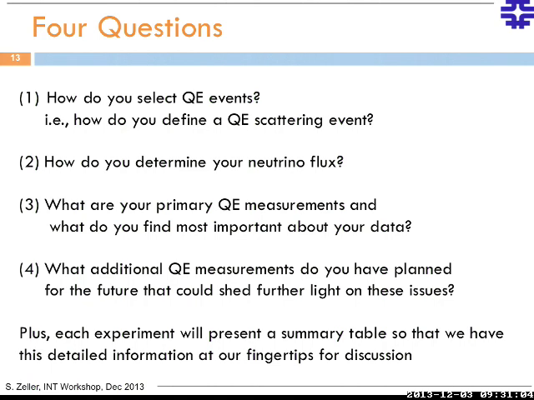Second is, how do you determine your neutrino flux? Again, having a good knowledge of your incoming neutrino beam is absolutely essential for making these cross-section measurements. Third is, what are your primary quasi-elastic measurements, and what do you find most important about your own data? Four, looking forward, what additional quasi-elastic measurements do you have planned for the future that could help shed further light on some of the issues that we're seeing in current data? Plus, in addition to answering these four questions, each experiment will present a summary table so that we can have this detailed information at our fingertips for some of the discussion. I think this type of direct comparison has been absent in previous conferences. So we'll have available to us these detailed tables of how each measurement differs from each other.